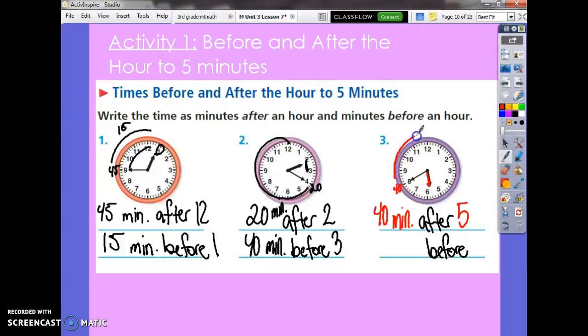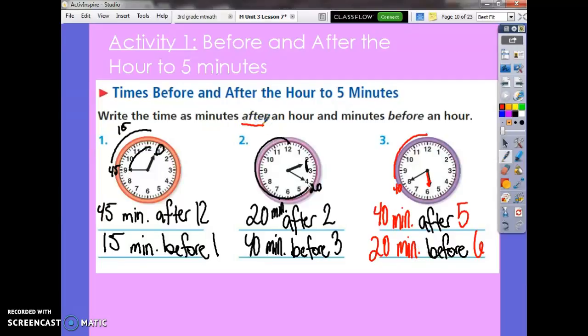So how many more minutes until it's the next hour? And what is the next hour? Well, the next hour is 6 o'clock, right? I go from 5 to 6. So it's 40 minutes after 5 o'clock. So how long until or before 6? Well, I can count. 5, 10, 15, 20. 20 minutes.